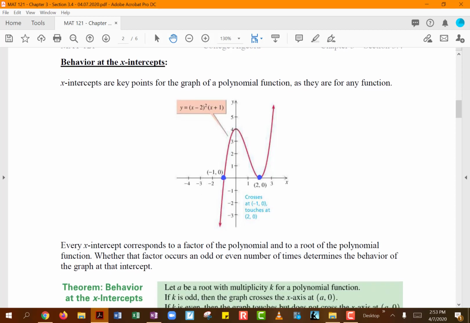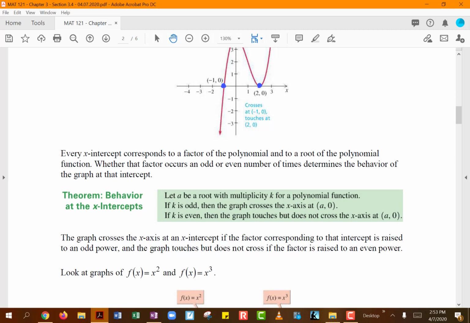So this actually depends on if your factor is coming from an even multiplicity or if it's coming from an odd multiplicity. Okay, so let's take a look at our rule over here. So they're saying theorem at the x-intercepts. So we're saying let a be the root of your polynomial function, and k is going to be its multiplicity. So the idea is if you have an odd number for your multiplicity, then your graph is going to be crossing at that ordered pair of a, 0.